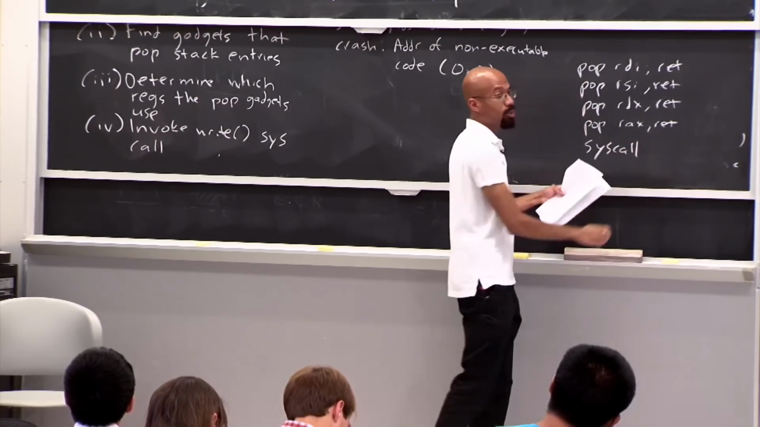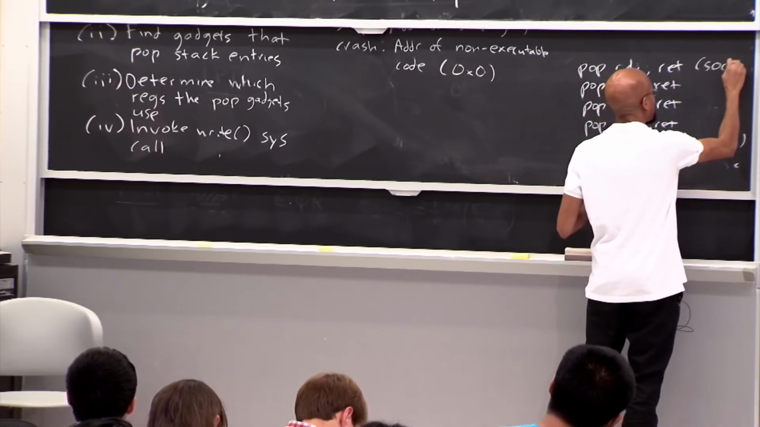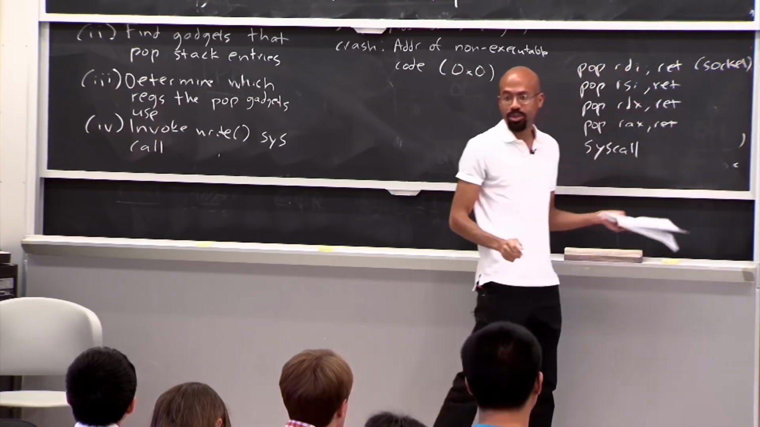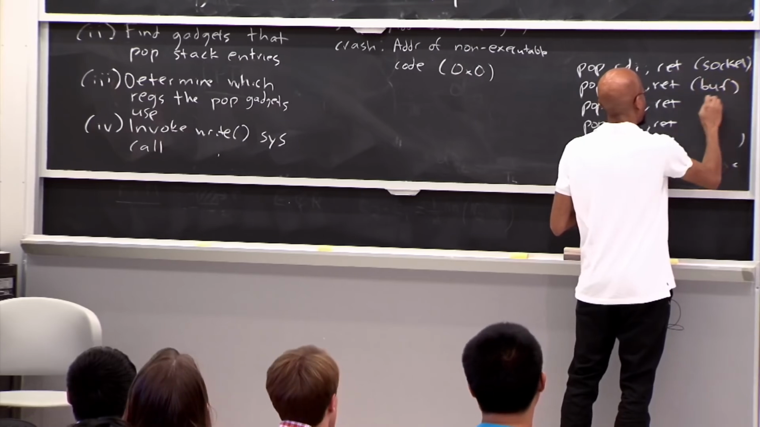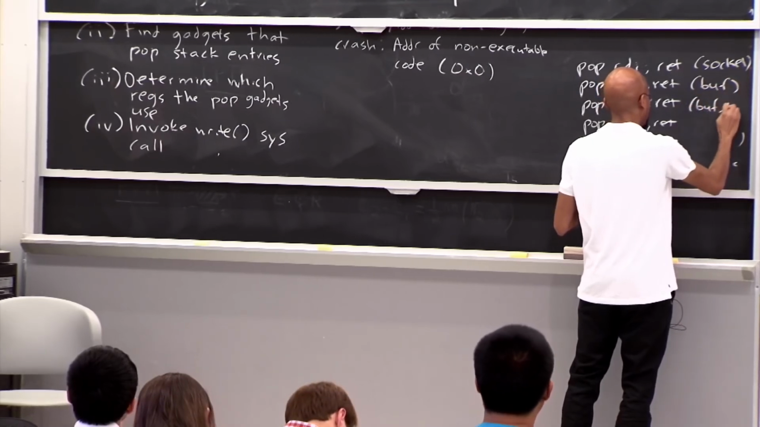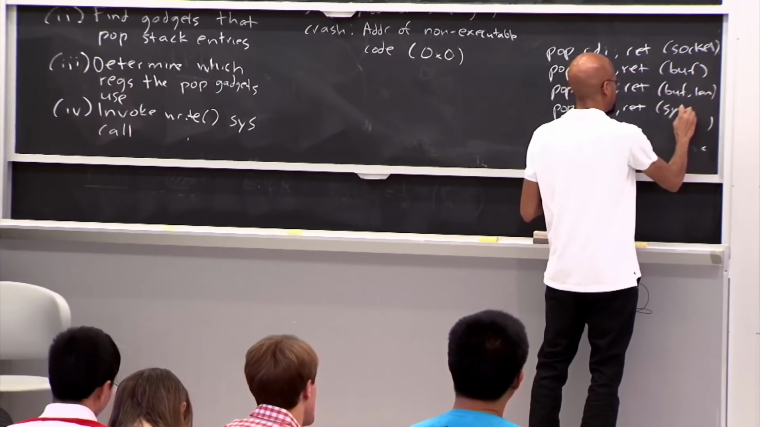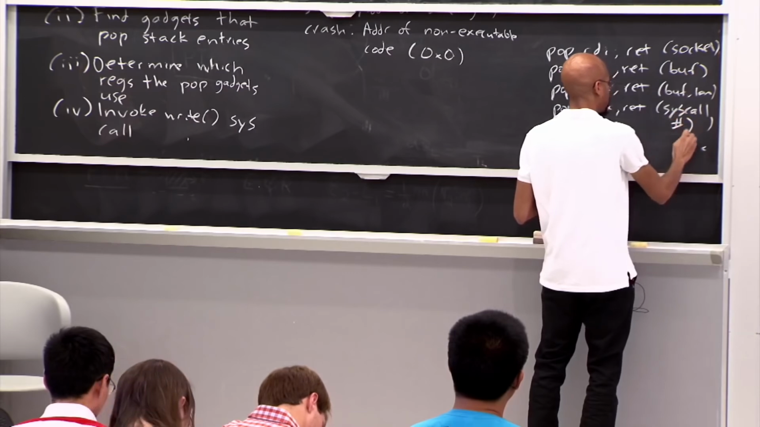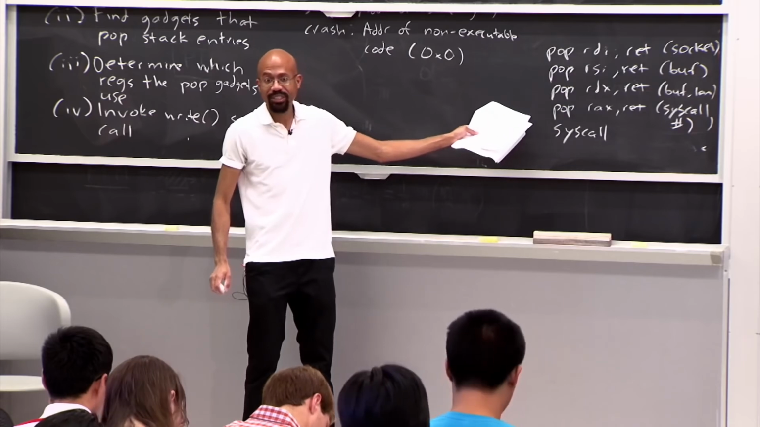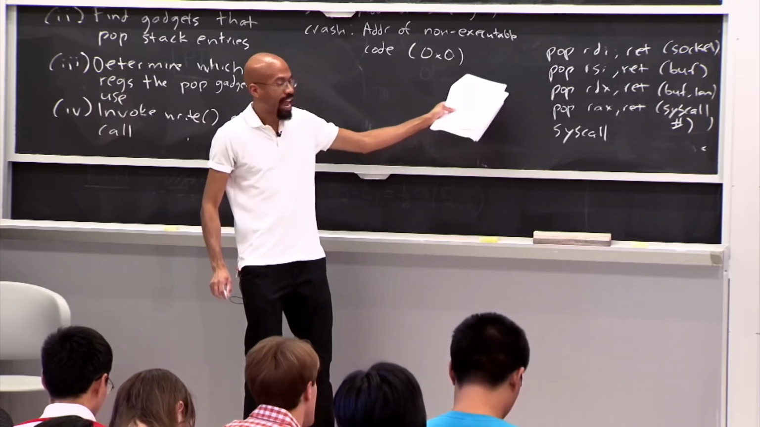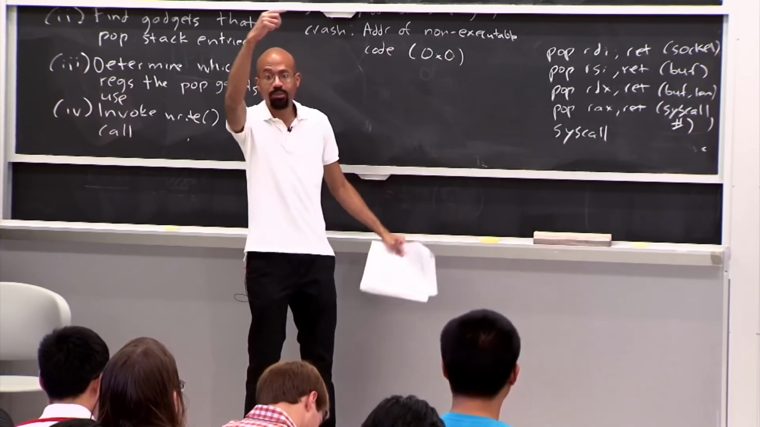And as it turns out, what are these registers being used for by system call? This is the socket, or more generally the file descriptor that you're going to pass into write. This is the buffer. This is the length of that buffer. This is the syscall number. And then you just call syscall. So if we found all of these gadgets, then we can now control the values that are put into those registers, because we just push them on the stack.